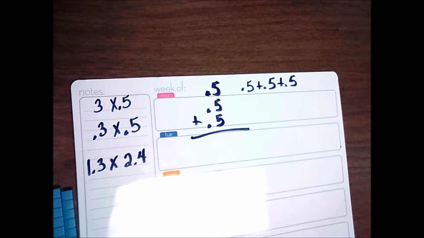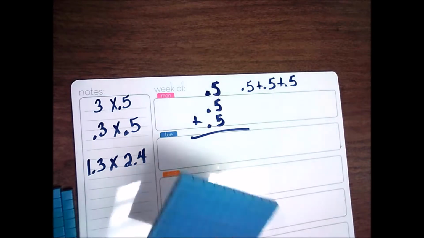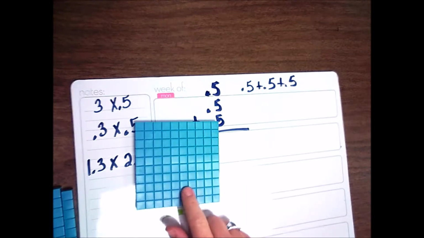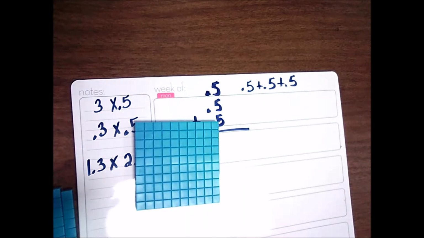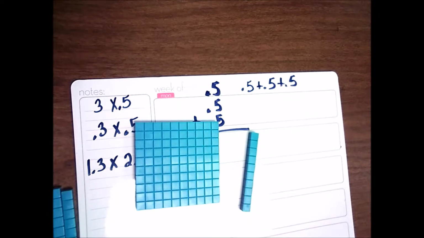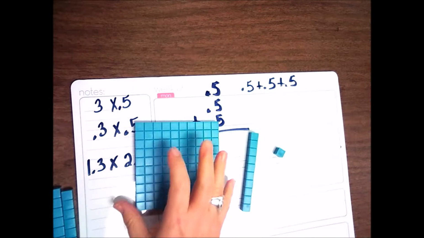So if I were doing that with base 10 blocks, for example, the thing we always have to do with base 10 blocks is establish what's our whole. So if I'm only working with tenths and hundredths as I do in multiplication in 5th grade, then I'm going to let this be my one whole. Okay, so if that's my one whole, those are tenths and those are hundredths. So we just establish that first.